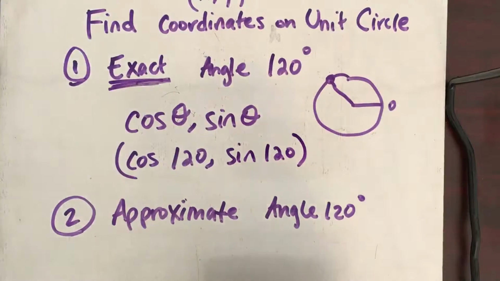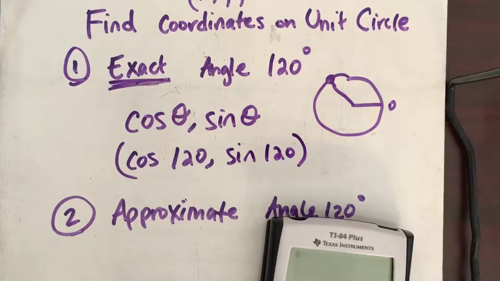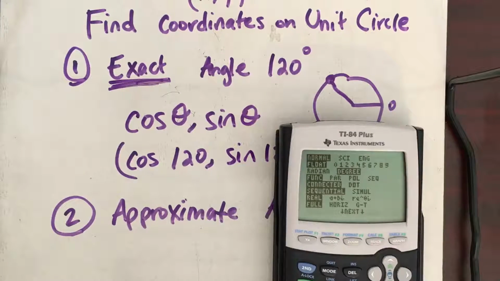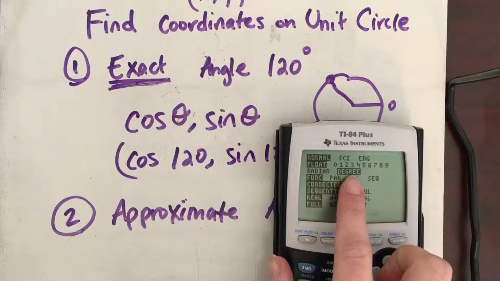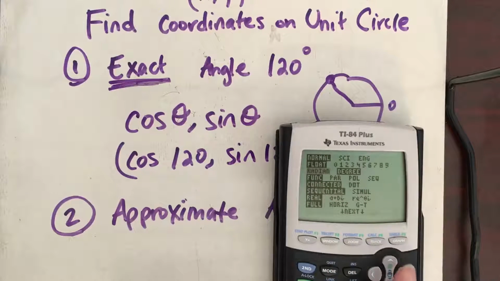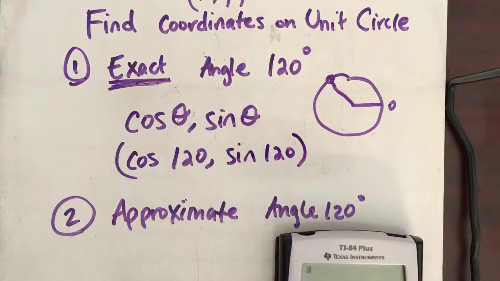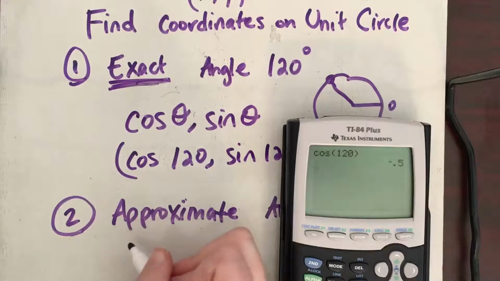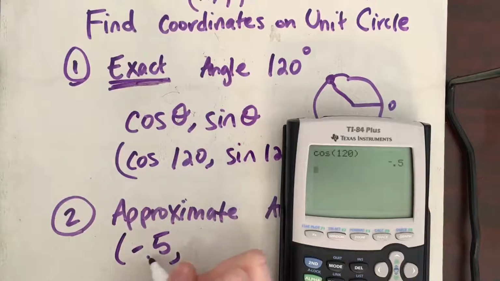Something also to consider as we move into more of the chapter with radians, you want to be in the right mode. So if you have like an 83 or 84, you can click the mode button and you want the degree to be highlighted, and if not, you can just arrow down and select it, but mine's already in degree mode. So for the approximate coordinates, I'm just going to actually type in cosine of 120. That will be my x coordinate. So that's -0.5, and then I'll do sine of 120 for my y coordinate.